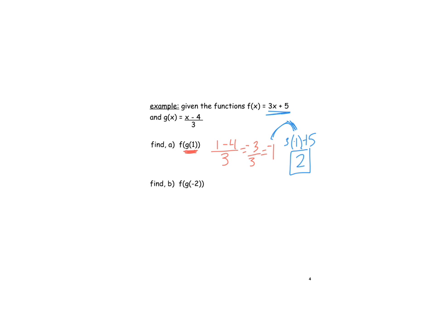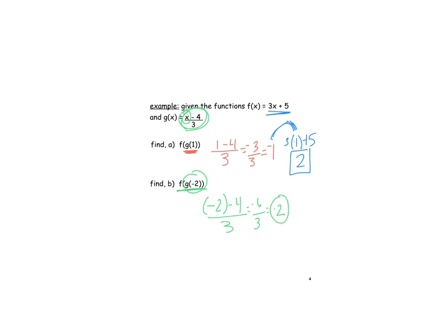For the next example, I have f of g of negative 2. So again, I'm plugging into g first because that's the innermost parentheses. I'm plugging in negative 2, okay, for g, which is this one over here. So I just replace this x with the negative 2. And when all is said and done, this is negative 6 over 3, which is negative 2.